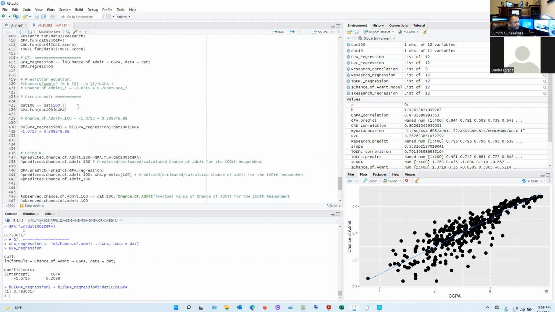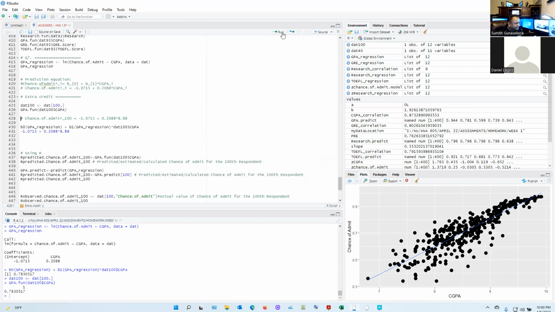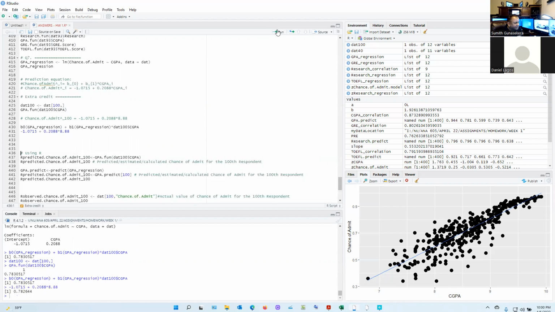Okay, let's run this one. I'm going to go to 100%. I'm going to get his GPA and put it into the function. It's 0.7830. I run this one, 0.78. It's almost the same because I have rounded some parts, and intermediate rounding is not allowed. We have to wait until the end otherwise, but it's close.